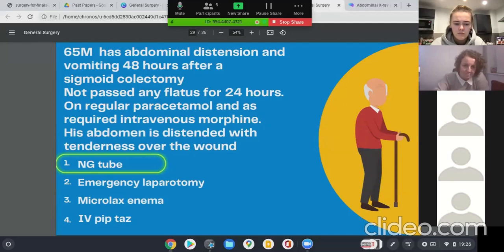I've not told you the observations in this question, just as a point that if you're not told the observations, you might assume that they're normal. So in which case the temperature's normal. Therefore, there's no indication of giving these IV antibiotics. PIP-TAZ is piperacillin and tazobactam.